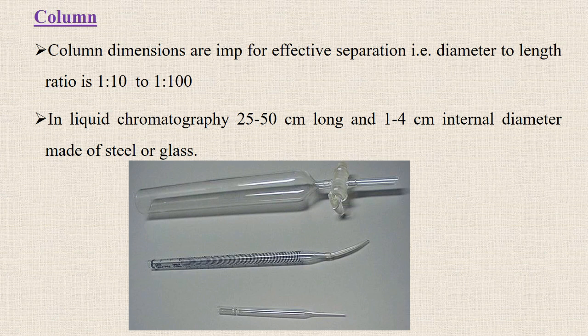Next is the column. Column dimensions are very important for effective separation. Generally, the diameter to length ratio of the column used in column chromatography is 1 to 10 to 1 to 100. In liquid chromatography, which we are talking about, columns 25 to 50 centimeters long and 1 to 4 centimeters of internal diameter are used. Usually these are made of glass, but sometimes steel columns can also be used.